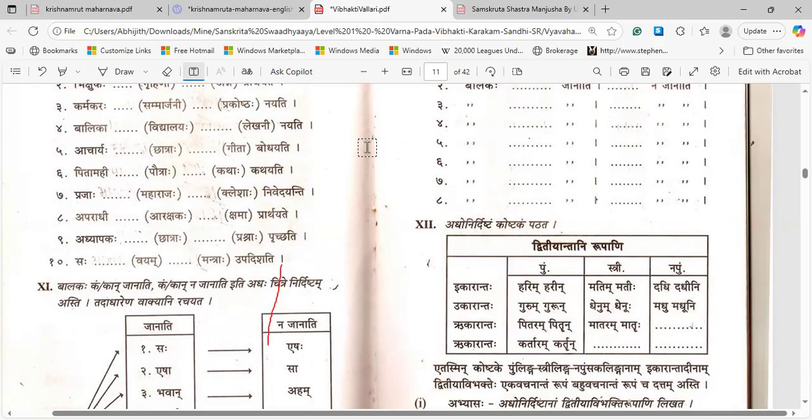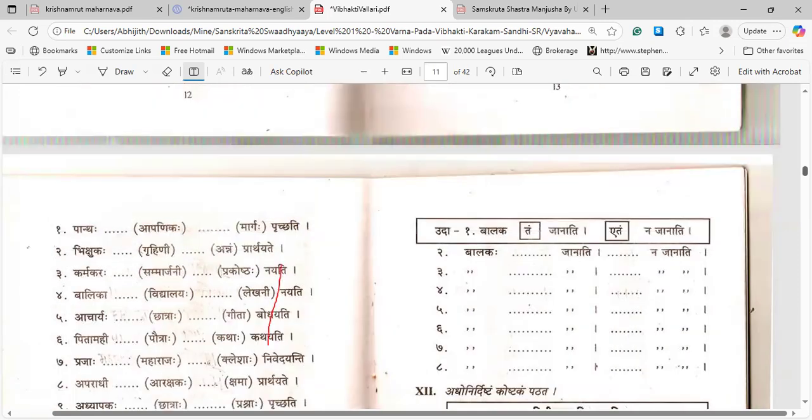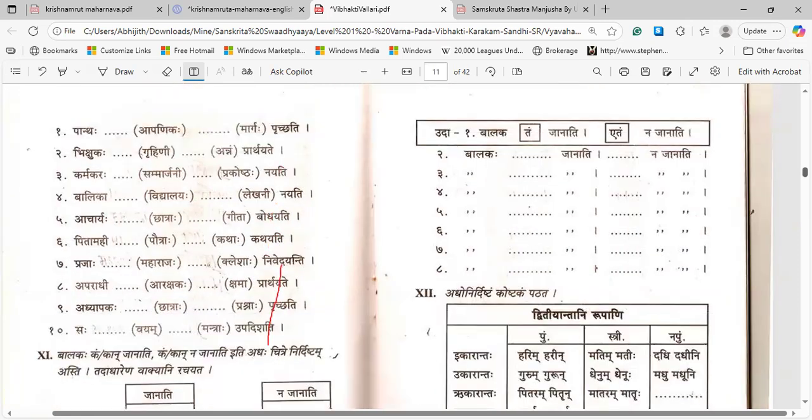So now we learn the meanings of all the words along the way. Panthaha means a traveler, a pathika. So what is he asking? He is asking the directions, for a store. Therefore, Panthaha apanikam margam prichhati.